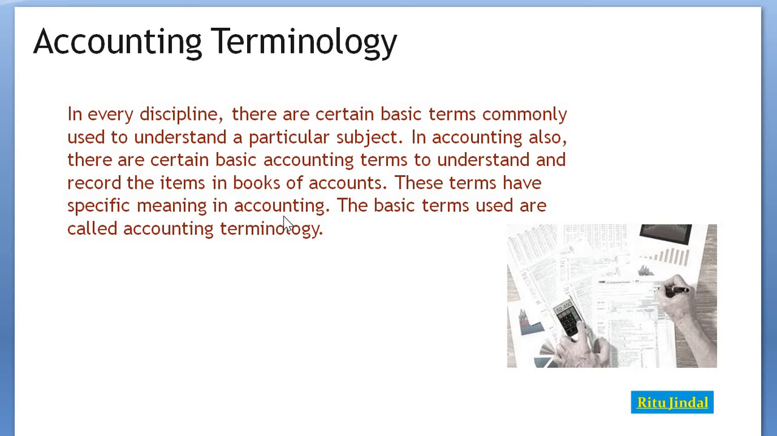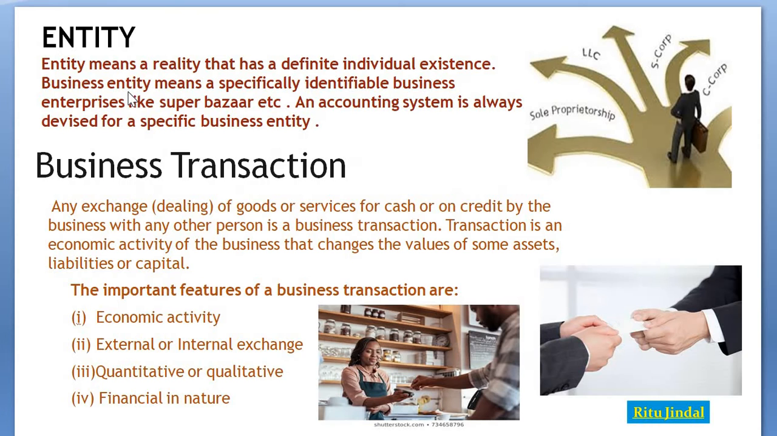At the time of recording, classification, summarizing and interpreting the results, means during the whole accounting process, you have to use or you have to understand these terms. Now let's start the first term. First is entity. Entity means business institution. Any type of business enterprises are known as entity.